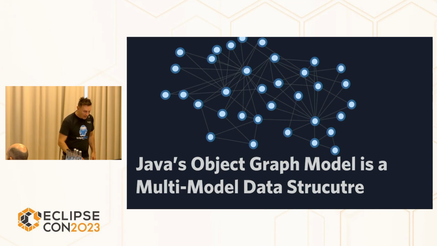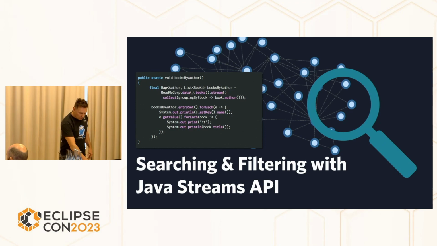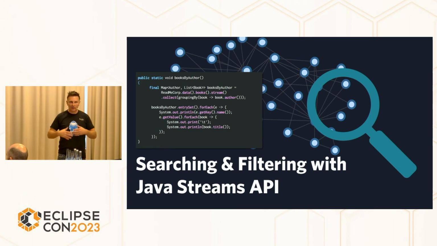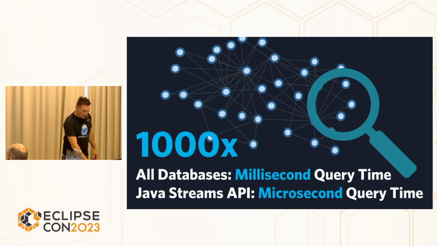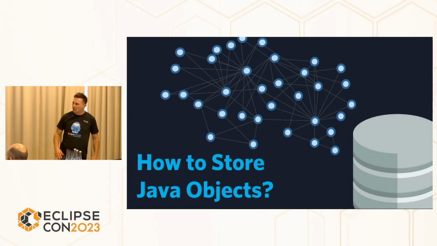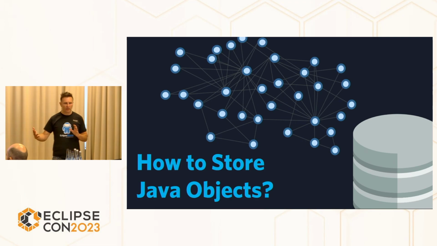That's great. And we have a great query language, the Java Streams API. With Java Streams, we are able to search an object graph in microseconds. Even if you have a terabyte of data in memory, and a complex structure, it will mostly take only microseconds to search. The problem is there is no feature in Java to store objects.